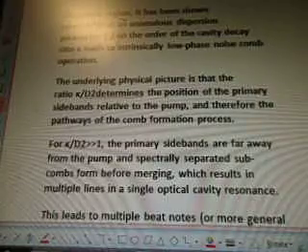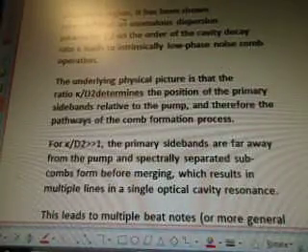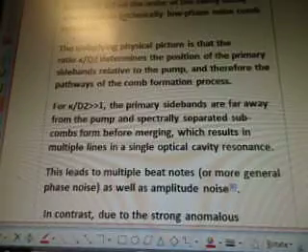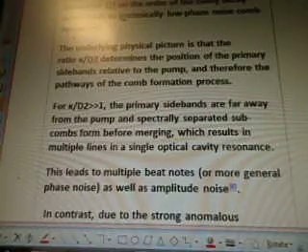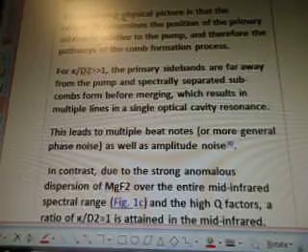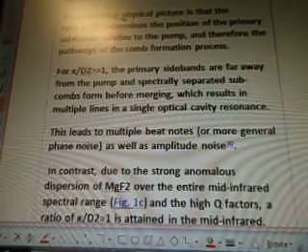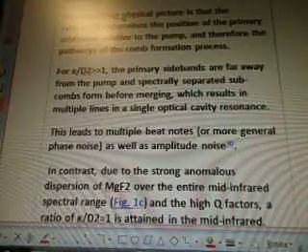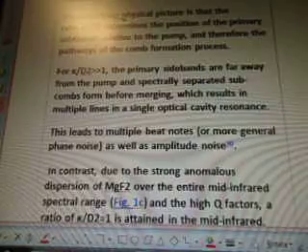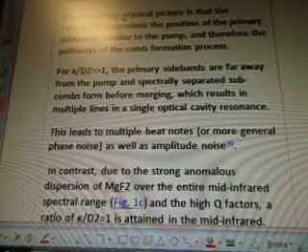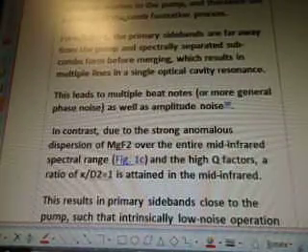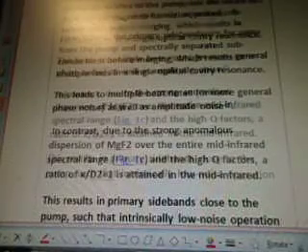The underlying physical picture is that the ratio K/D2 determines the position of the primary sidebands relative to the pump, and therefore the pathways of the comb formation process. For K/D2 greater than 1, the primary sidebands are far away from the pump, and spectrally separated subcombs form before merging, which results in multiple lines in a single optical cavity resonance. This leads to multiple beat notes, or more general phase noise, as well as amplitude noise.